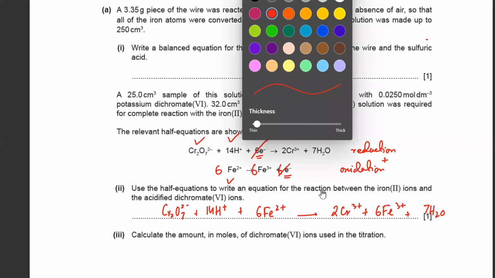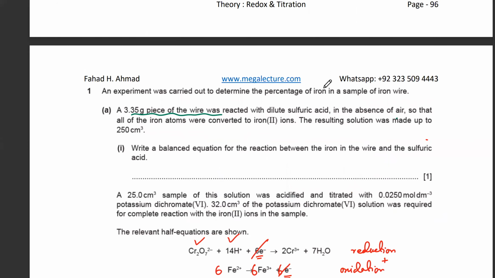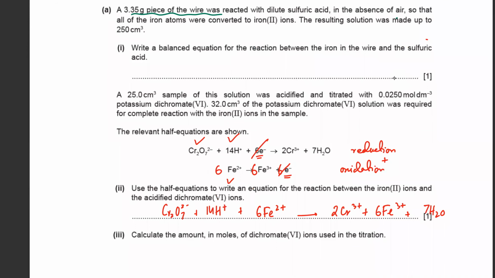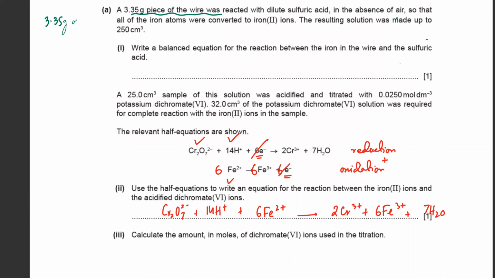So let's start with the first part, that there's a 3.35 gram piece of wire, and the wire is made up of iron. You have to find the percentage of iron in the iron wire. So sketch what's going on. 3.35 grams. You can always make a rough sketch of an Fe wire. Plus it's going to have a lot of impurities as well. You want to figure out the percentage of Fe.